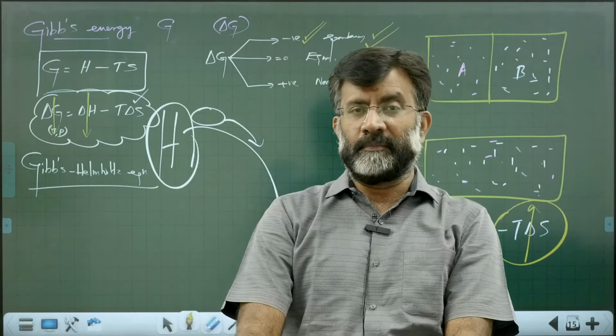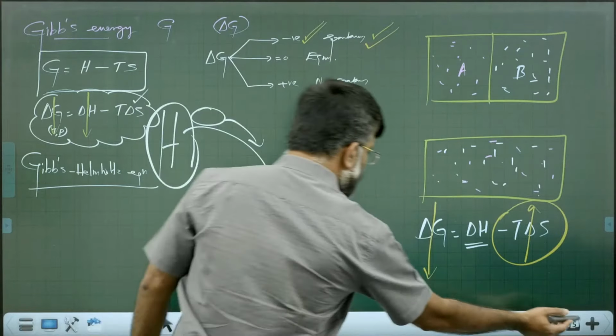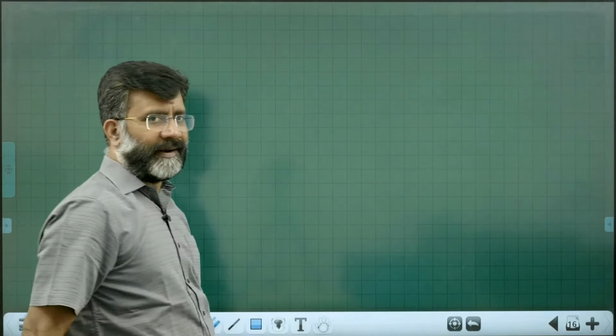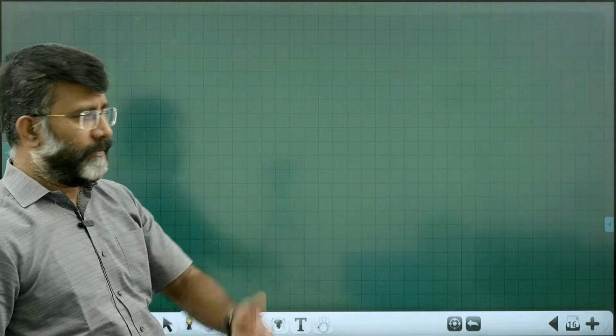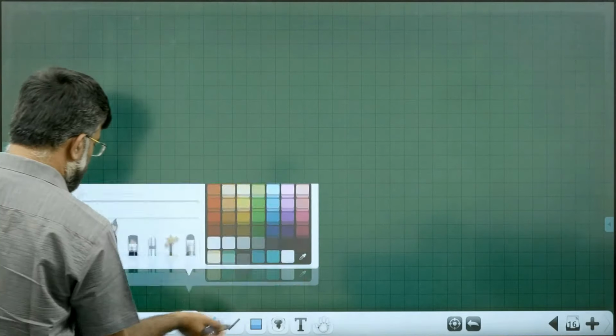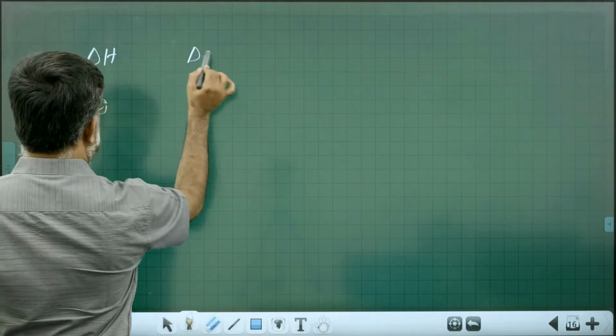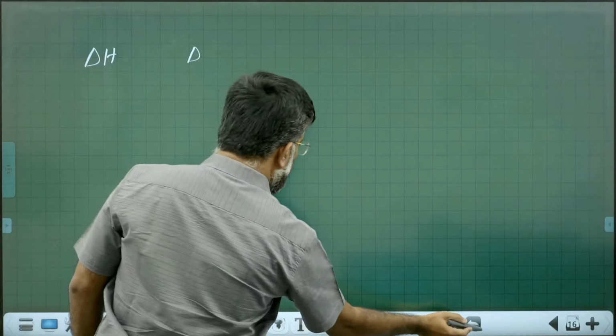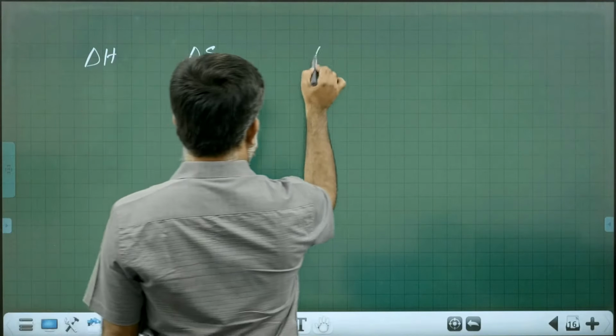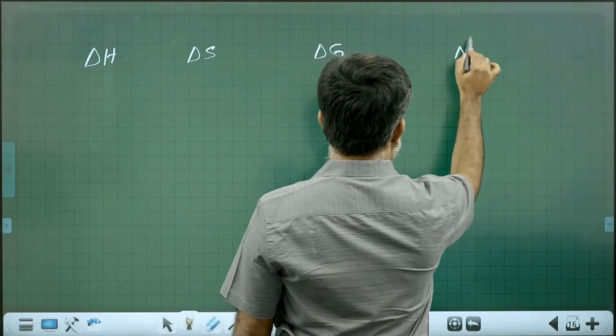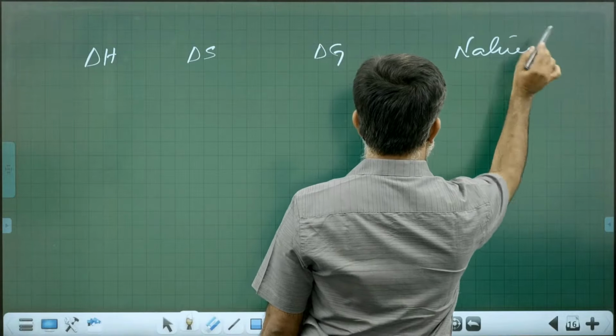Let's have a look at the various predictions that we can do for thermodynamic operations. Basically, there are four types of thermodynamic operation: delta H, delta S, delta G, and nature of reaction.